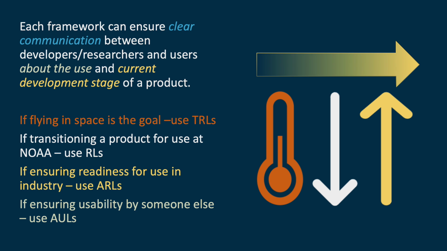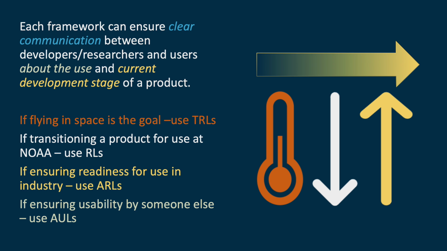The AULs also explicitly ensure clear communication about who the user is and consistent communication between the researcher or developer and user. So it really depends on what the goal of your product is as to which of these frameworks would be best to use. If flying in space is your goal, then perhaps use the TRLs as they are an industry and ISO standard. If you are transitioning a product for use at NOAA, perhaps RLs are the correct way forward. If ensuring a product's readiness for use in industry, then it may be the ARLs you want to use. If ensuring usability by someone else, then we suggest the AULs.